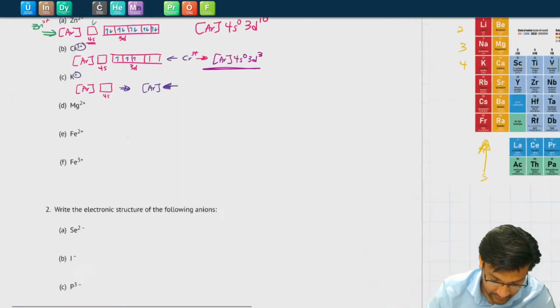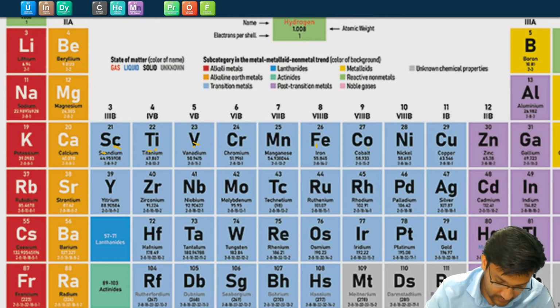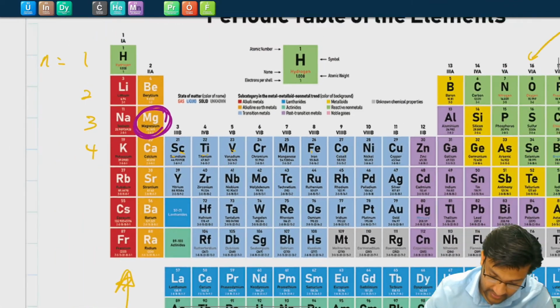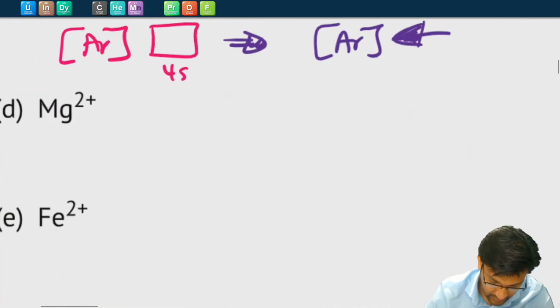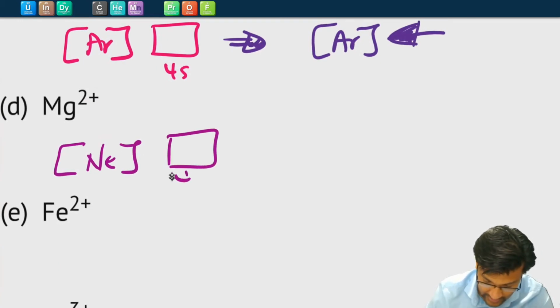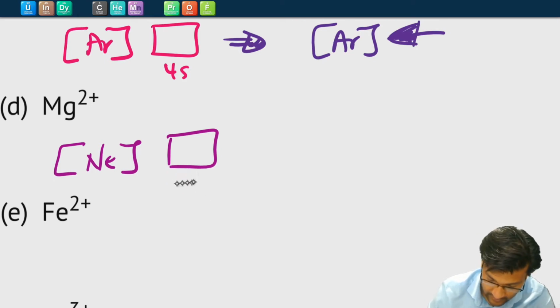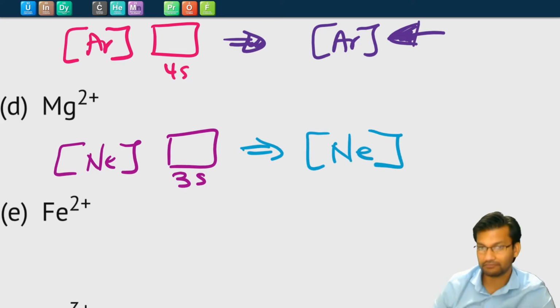If you haven't done so, please do so now. So magnesium is right here, which means that we start with neon, and then we go to the 3s subshell. So we start with neon, and we draw a little box for 3s subshell. I can make that neater. And it'll have 2 electrons in it. So to form magnesium 2 plus, we remove those 2 electrons, and so the electron configuration of magnesium 2 plus is just the electron configuration of neon, the noble gas.